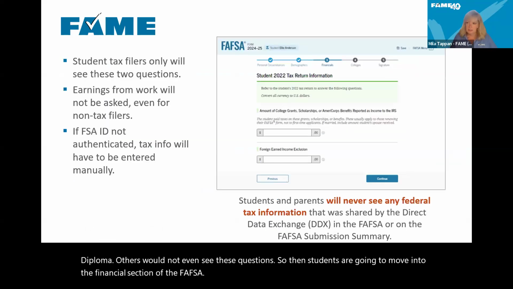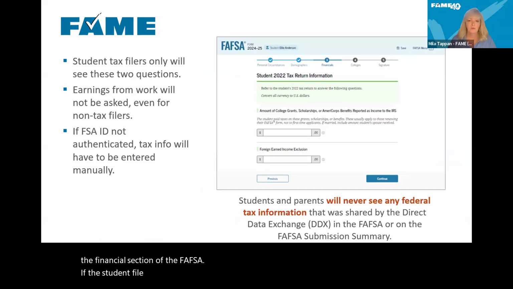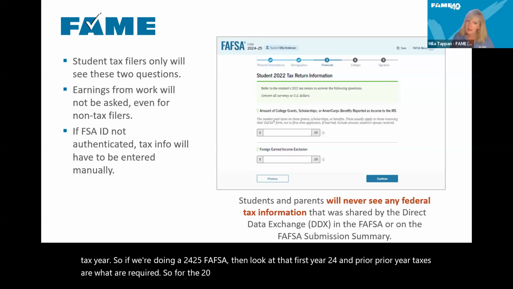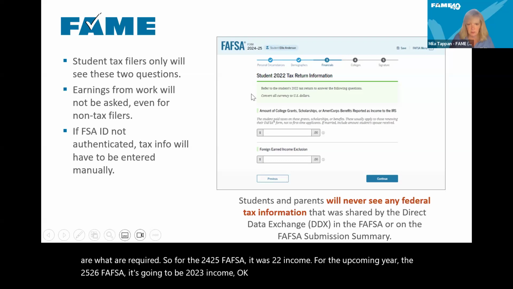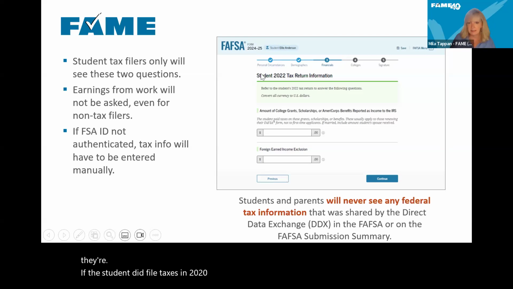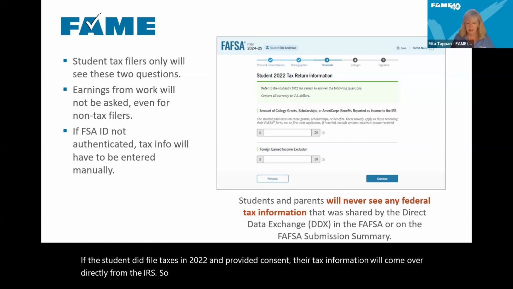If the student filed taxes for the appropriate year, keep in mind the tax year is the prior tax year. So if we're doing a 24-25 FAFSA, then look at that first year, 24, and prior year taxes are what are required. So for the 24-25 FAFSA, it was 2022 income. For the upcoming year, the 25-26 FAFSA, it's going to be 2023 income. But it tells them here which year they're looking at. If the student did file taxes in 2022 and provided consent, their tax information will come over directly from the IRS. So they do not need to enter that information.